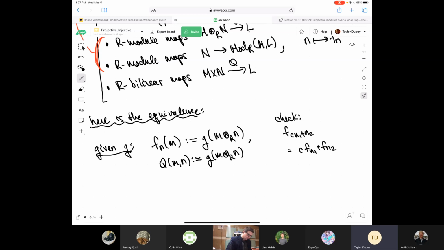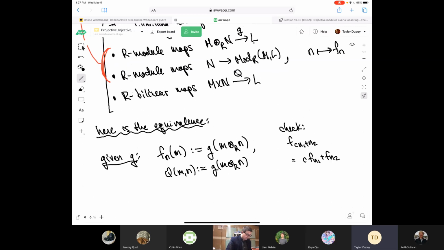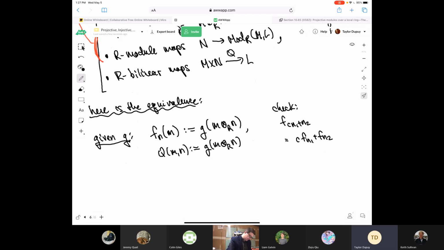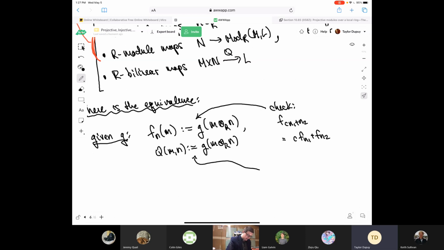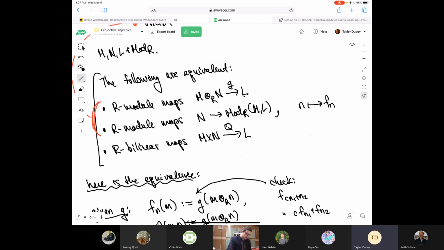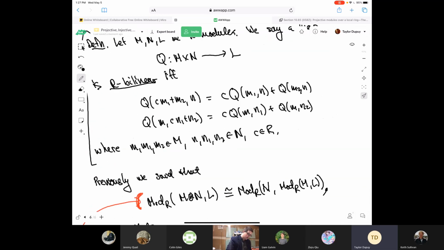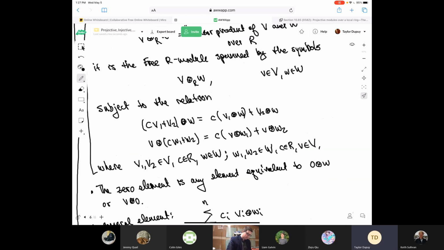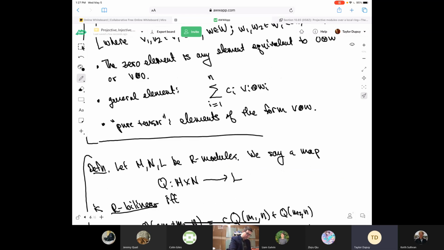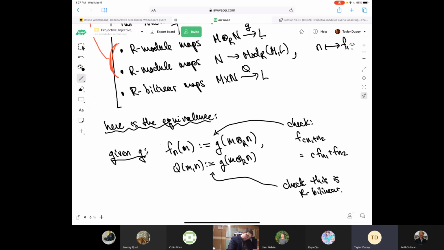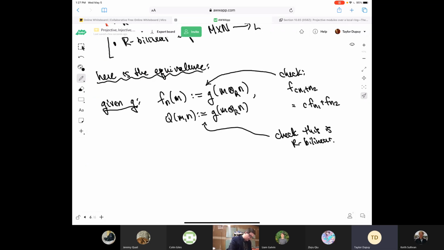Okay, so now given the g, I can recover this thing. So for this one, you check this, and this one you can check that this is R bilinear. I mean, you should just do it right now by hand, and what you use is these rules for the tensor product like this. Okay.